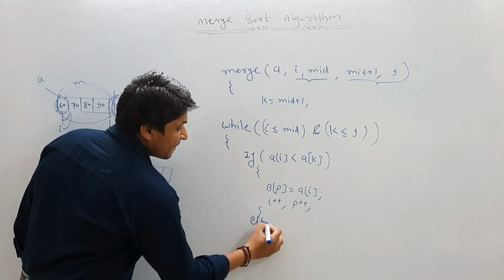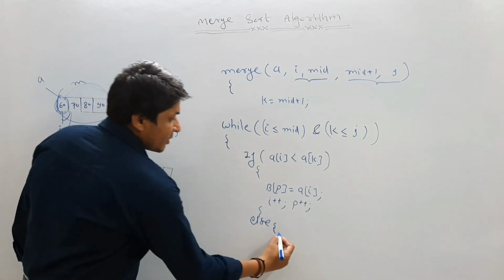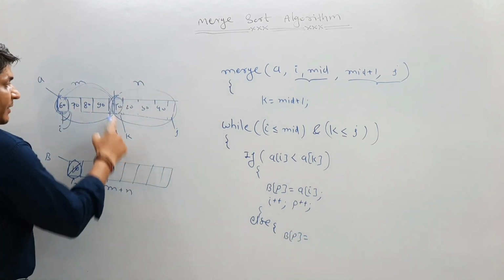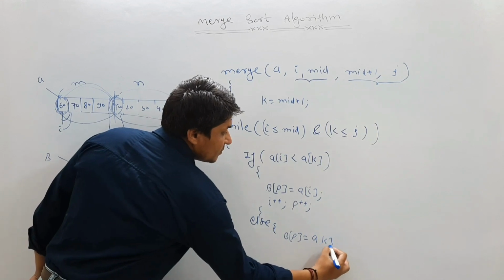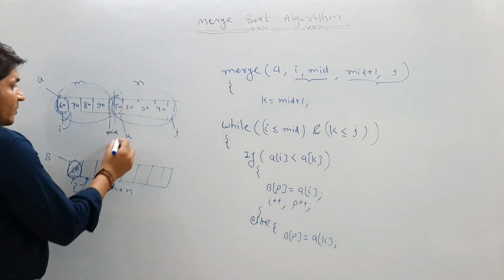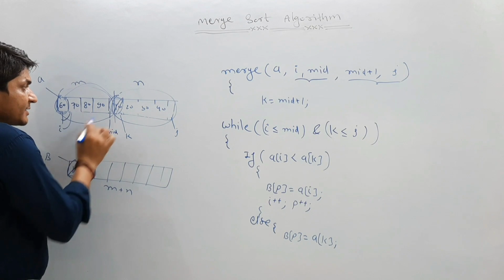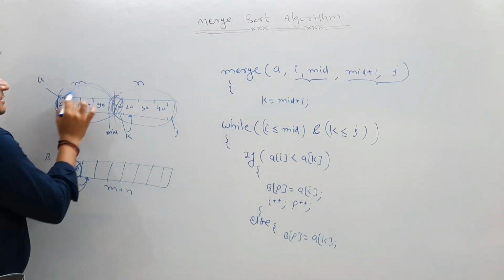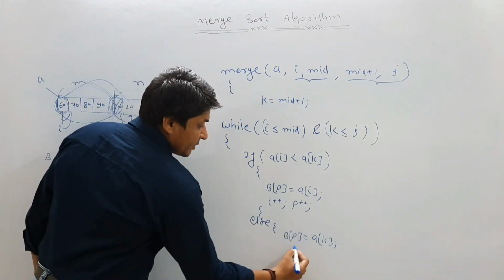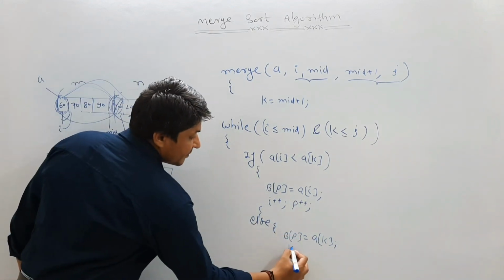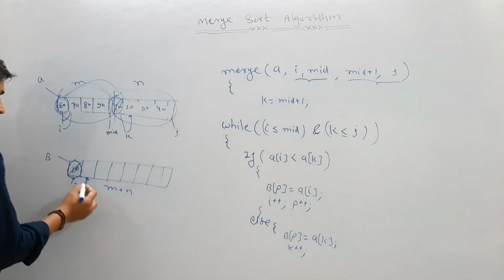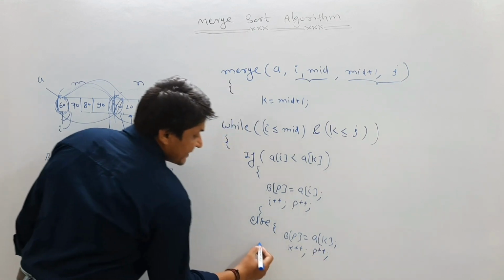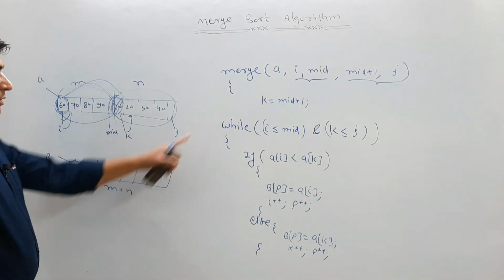Else, b of p equals a of k. After we have copied, let's say, 10, we increment the value of k, because next we are going to compare 60 and 20. So let us increment k plus plus. Then we need to increment p also, p plus plus, so that we can copy the next element also. So this is the while condition.